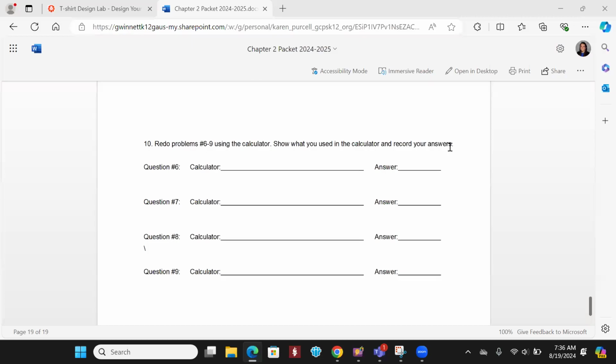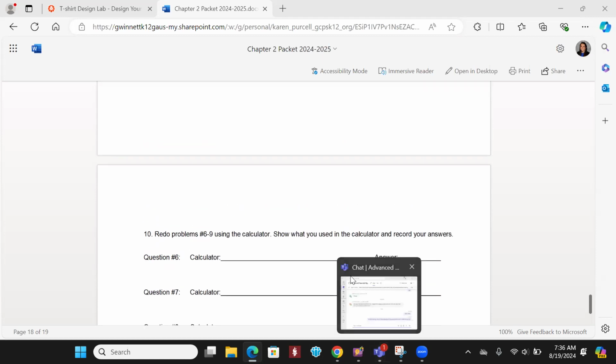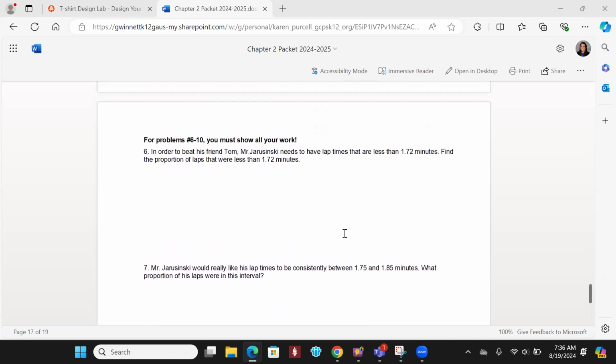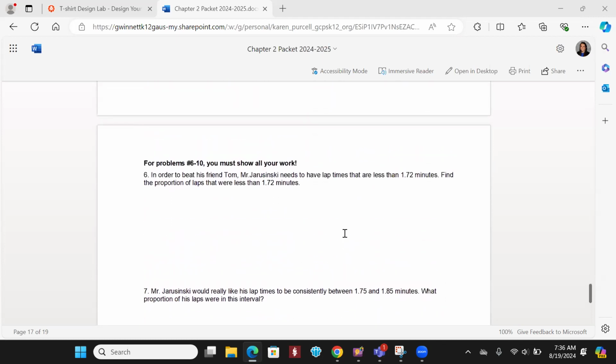Okay, so we're going to redo problems 6 through 9 on the previous page using the calculator. On number 6, if we flip back, what was this question asking us to do? Find the proportion. Okay, so the way that you're going to do this is you're going to hit calculate. You've got to be in the calculator on your calculator.